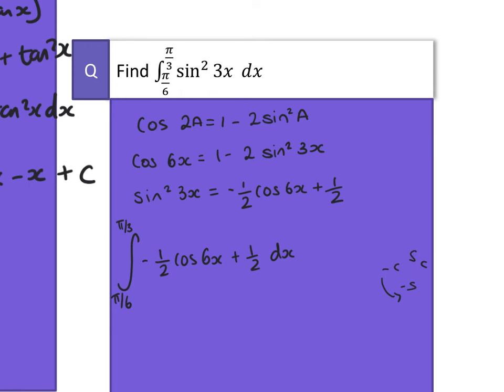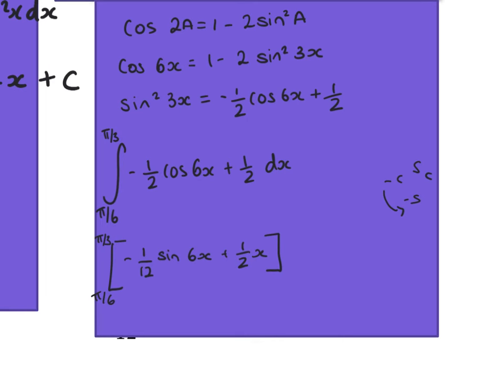In this case, our bracket is 6x. So if we differentiate that, we get 6. We need to divide by that. So I'm going to end up with minus a half divided by 6, minus 1 over 12 sine of 6x. A half integrated is, in fact, a half x. And if I put these in square brackets, I don't need to put plus c because we're now going to substitute in our values of pi over 3 and pi over 6.